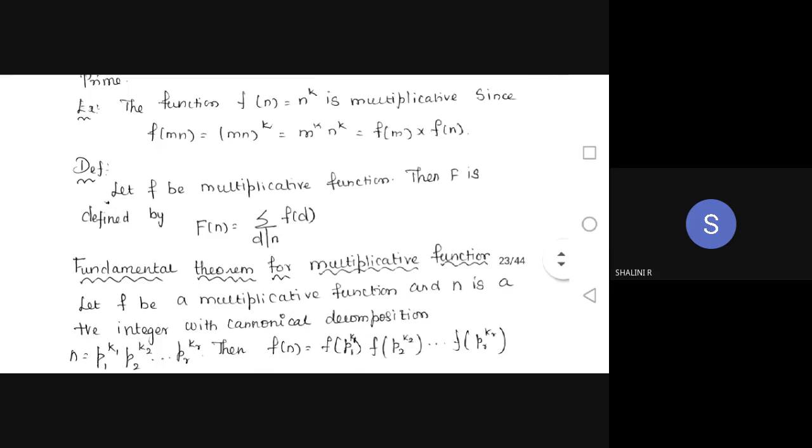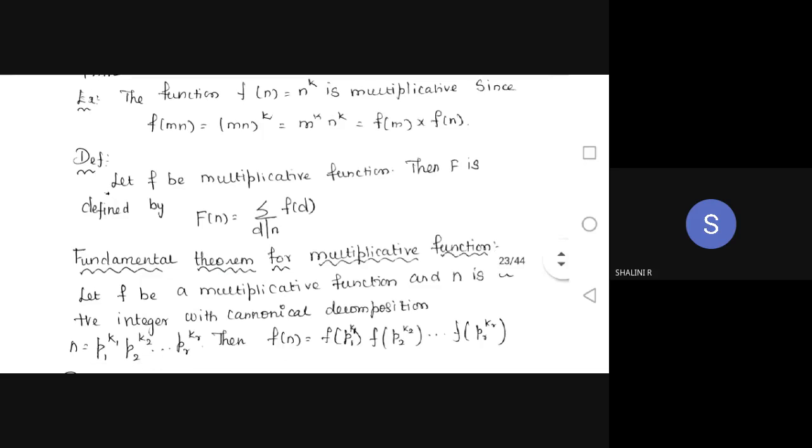Then if lowercase f is a multiplicative function, capital F of n is defined as the summation over d divides n of f of d, which means the sum over the divisors of the integer n.